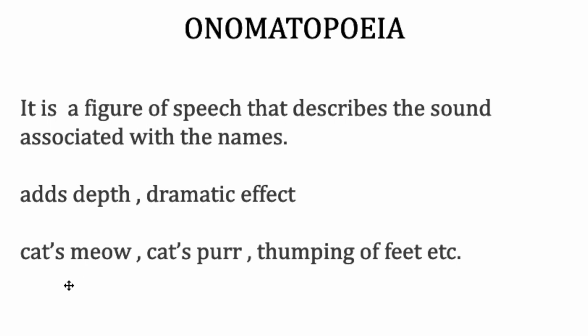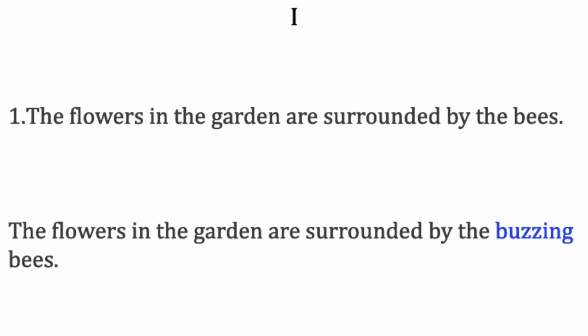For example: cats meow, cats purr. Purring is another kind of sound which cats make. Thumping of feet, like putting your feet down on the ground heavily, makes a noise. Thumping of feet, etc. There are many more. We will learn about them one by one. Quickly, let's go through some examples.